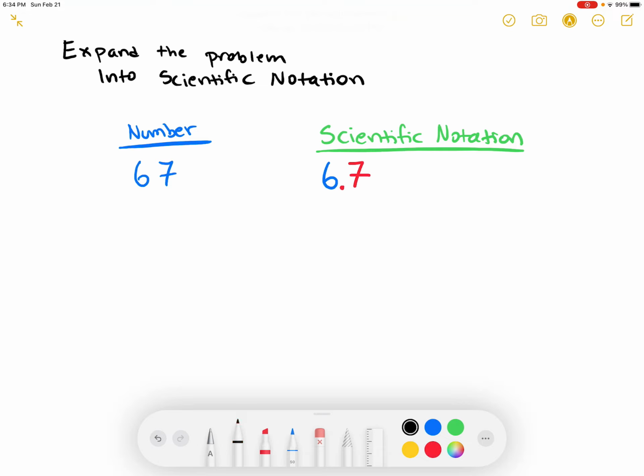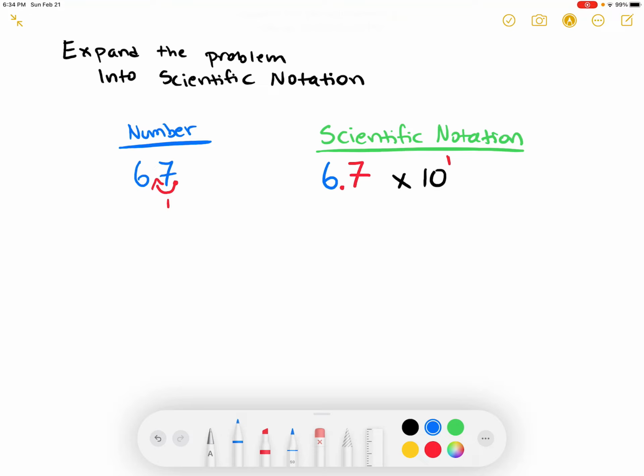Then you're going to put times 10. And here's the thing that matters most. The question is, if the decimal was in the back here at the very end of the number, how many times did you move it left? Well, in this case, we only moved it left one time, or one space over, so it's times 10 to the first power. And that's it. That's scientific notation.